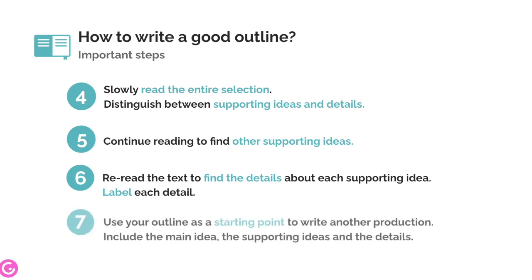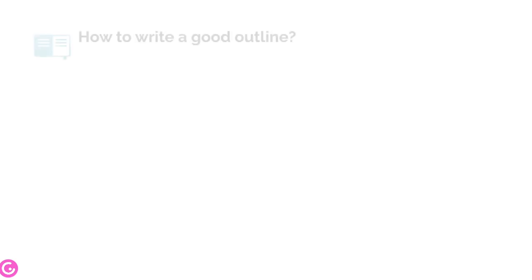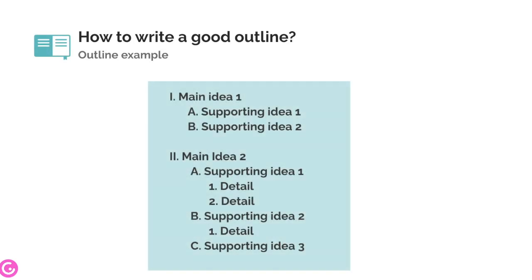And finally, step 7. Use your outline as a starting point to write another production. For example, a summary, a presentation, or an abstract. As you can see in this outline example, you should include the main idea, the supporting ideas, and enough of the details to support the main idea in your production.